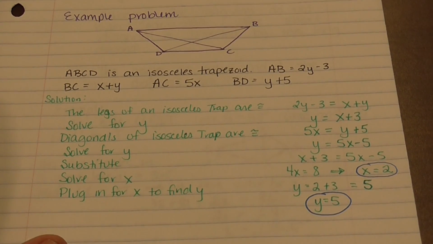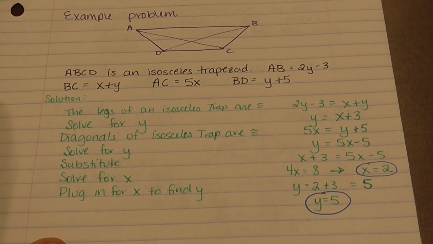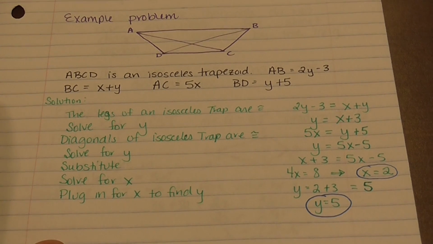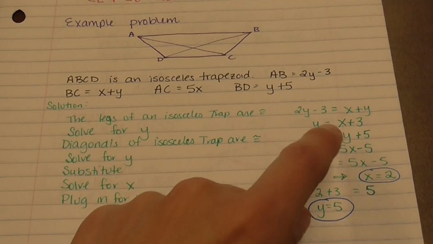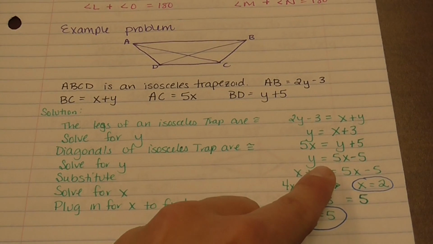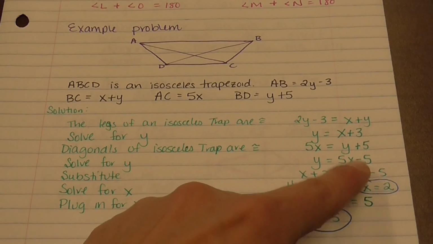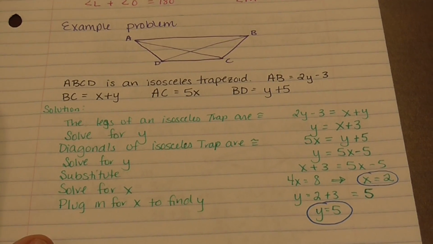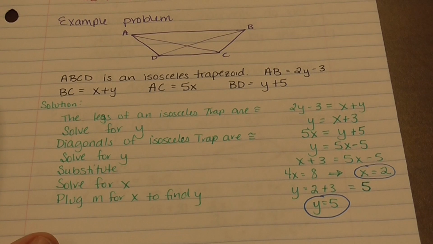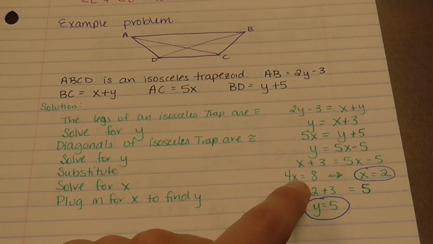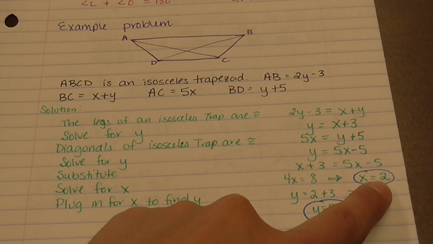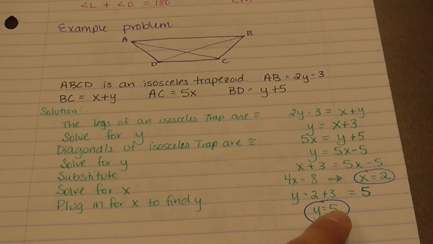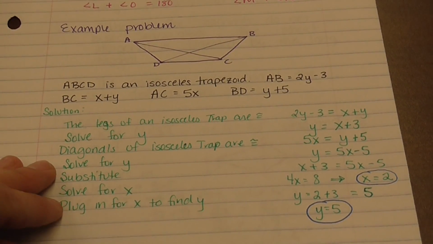I also know the diagonals of the trapezoid are congruent. So I know that 5x equals y plus 5. Again, I'm going to solve for y. So now I have y equals this expression, and y also equals this expression. Well, if both of these equal y, then they equal each other. Then I can use that to solve for x. What I do when I solve for x is I divide both sides by 4, and I get x equals 2. To solve for y, I would take this x value and plug it into either one of these, and I would get that y equals 5.